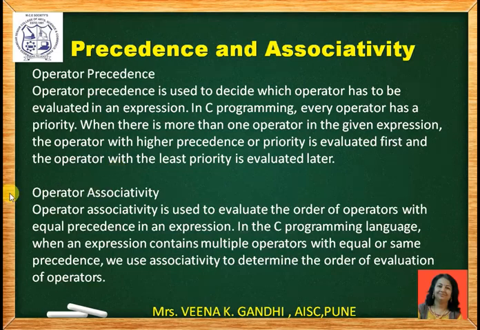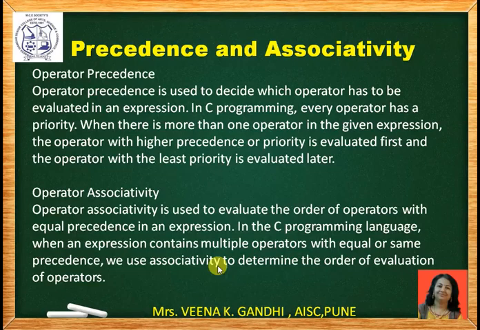Now, operator associativity. It is used to determine the order of evaluation of operators with equal precedence in an expression. In the C programming language, when an expression contains multiple operators with equal or the same priority, then we use associativity to determine the order of evaluation of operators. Meaning if the operators have equal priority, then we evaluate the operators from left to right or right to left.